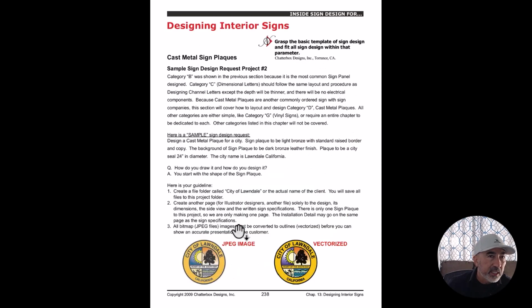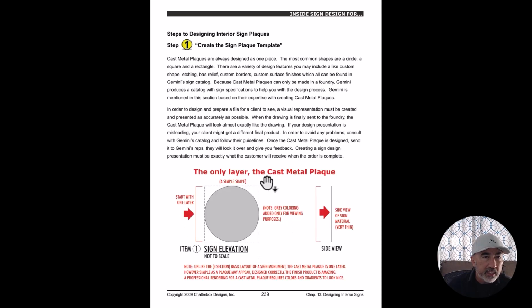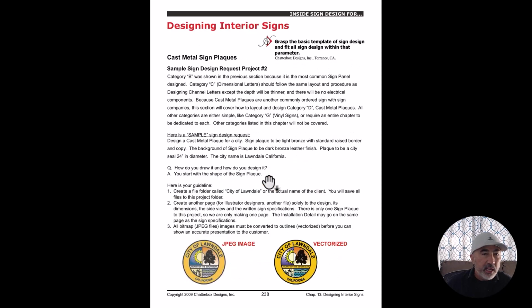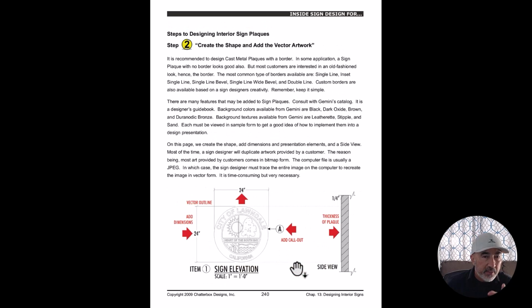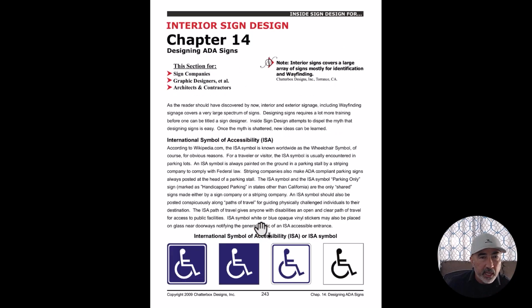Okay, so I guess this is sample sign design request project 2. This is a second example. I vectorized the city of Lawndale, that's in Los Angeles County. So here's another one, this is for cast metal plaques. This shows you an example of how I'd make a cast metal plaque. That was their logo, and I vectorized it. Once I vectorized it, then I could make a line art, and then I could make it look like that. So that was the process of showing you how to make a cast metal plaque.